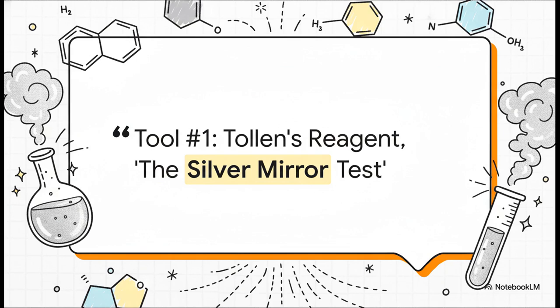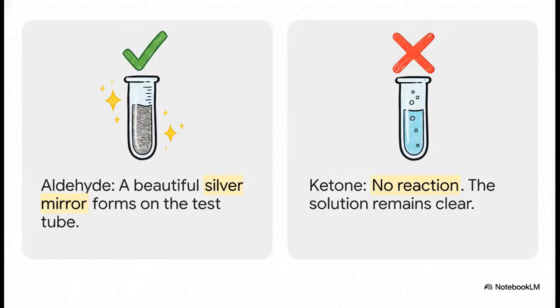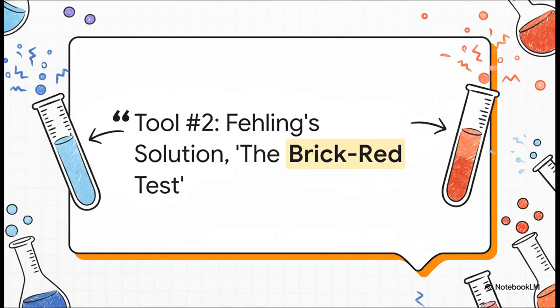Our very first tool is a total classic. It's all about elegance and a really clear visual clue. In fact, it's so cool looking, they call it the silver mirror test. So Tollens reagent is a really mild oxidizing agent. It's got just enough oomph to react with aldehydes, but it's too weak to do anything to ketones. And that's the key. When it reacts with an aldehyde, it turns silver ions in the solution into actual metallic silver. So you get this gorgeous silver mirror coating the inside of your test tube. It gives us this fantastic, clear-cut way to tell them apart. Aldehyde, silver mirror. Ketone, nothing happens. Simple as that.